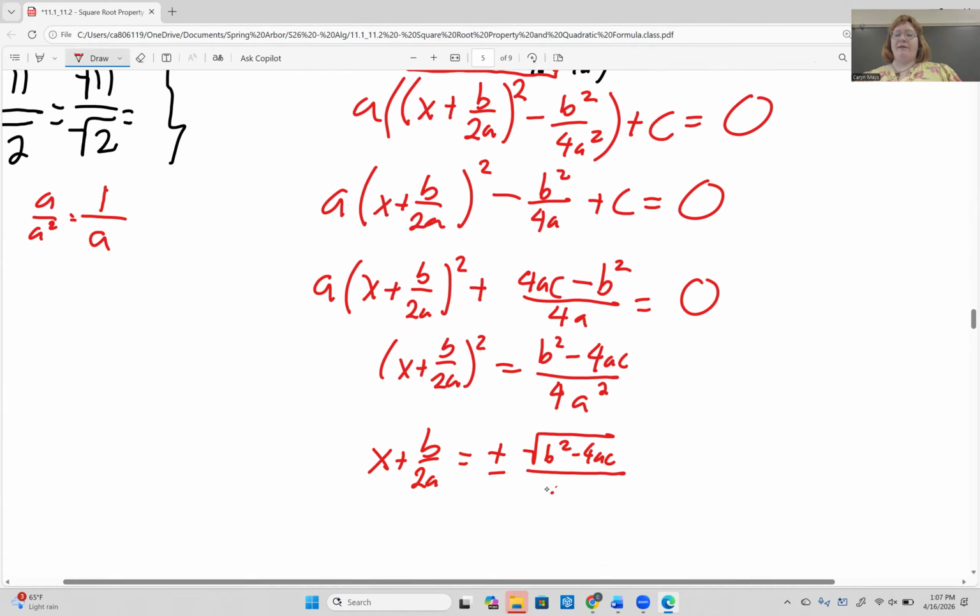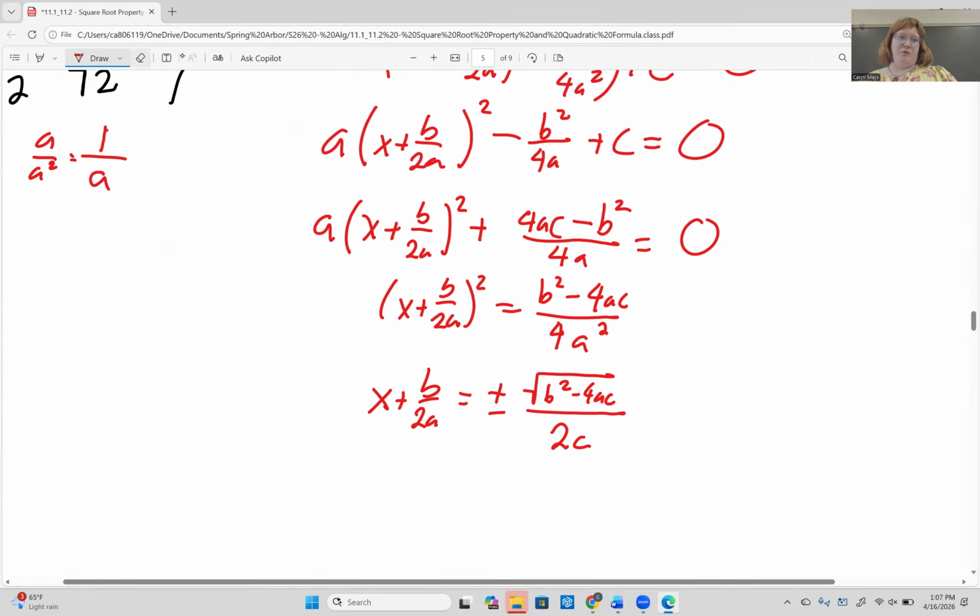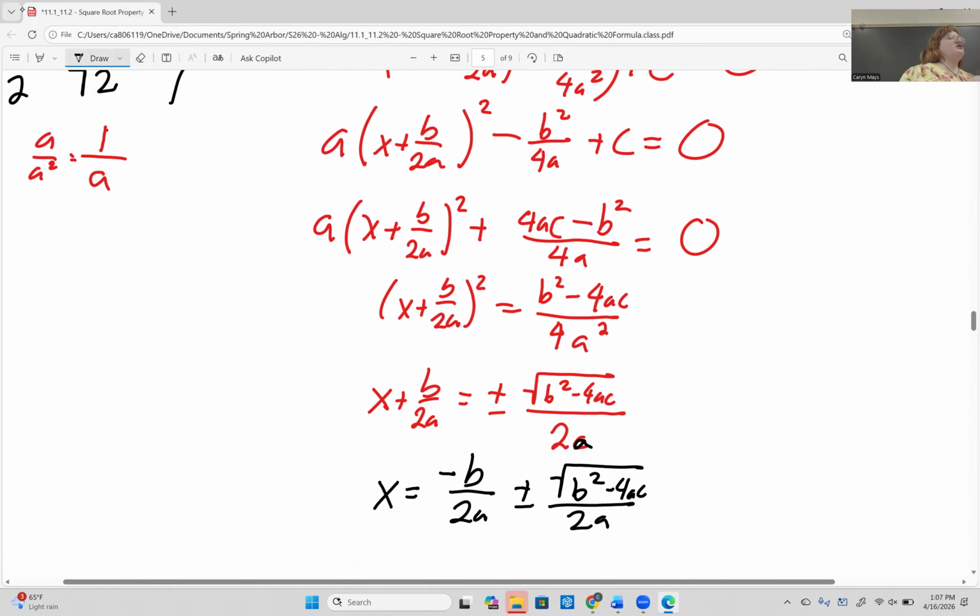Well, we're showing why this formula works. Why the quadratic formula is what it is. It didn't come out of nowhere. And then what's the last thing to get x by itself? Subtract the b over 2a. So when I subtract the b over 2a, we like to keep the plus minus in the middle. So it will look like x equals subtract the b over 2a plus or minus the square root of b squared minus 4ac all over 2a. I have two fractions with the same denominator, so I can add or subtract across the top, and I have the quadratic formula.